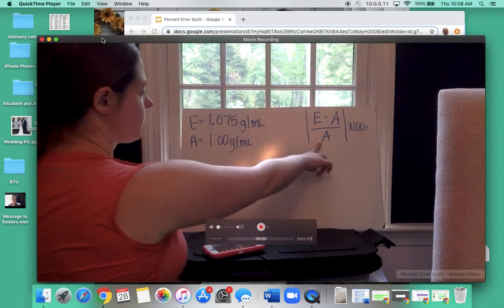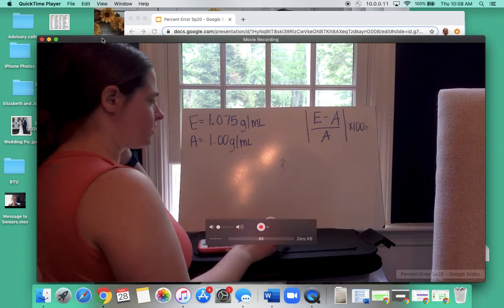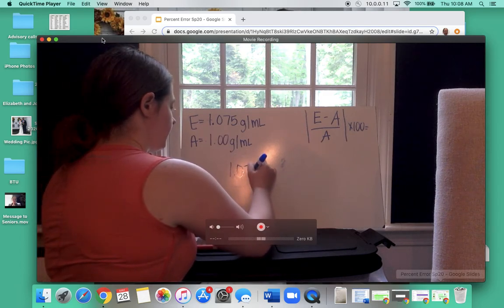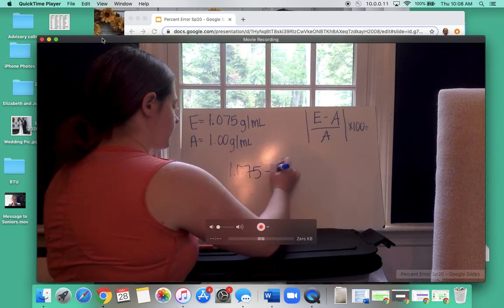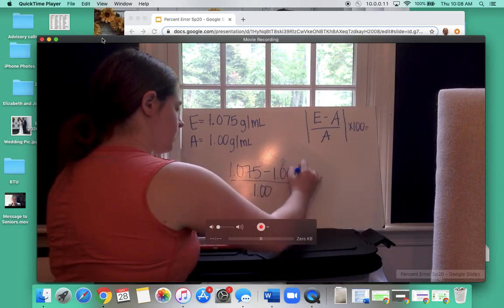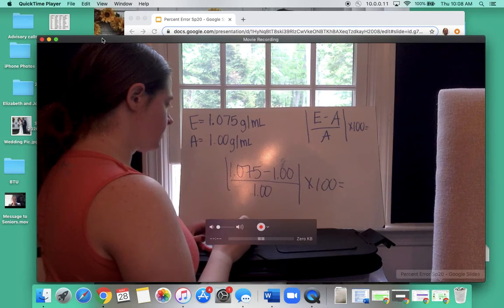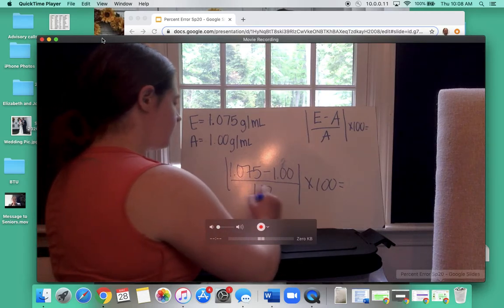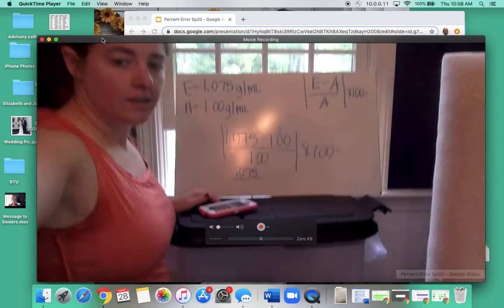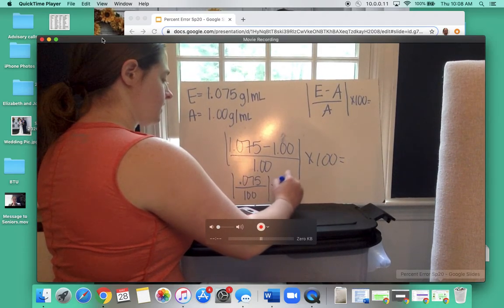So if this is our equation, I have already listed my E and my A. I want you to do that each and every time so that you can clearly plug it into the equation. So our E is 1.075 minus 1.00, divided by 1.00, in absolute value, times 100. So 1.075 minus 1 is going to be 0.075. And then we have to divide that by 1.00, its absolute value, and then times 100.